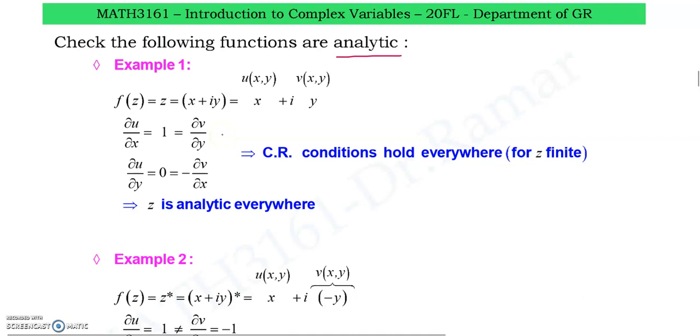Similarly we have to find dou u by dou y. That is the second condition for CR equations. So now you differentiate u with respect to y, so it will become 0. Now you differentiate v with respect to x, that is also 0. So dou u by dou y is equal to 0, which is equal to minus dou v by dou x. This is the second condition for CR equations. So now both the conditions are satisfied for this given function. So we can say that this function f of z is equal to z is analytic everywhere, because this function satisfies the CR conditions. So we can say that it is analytic.